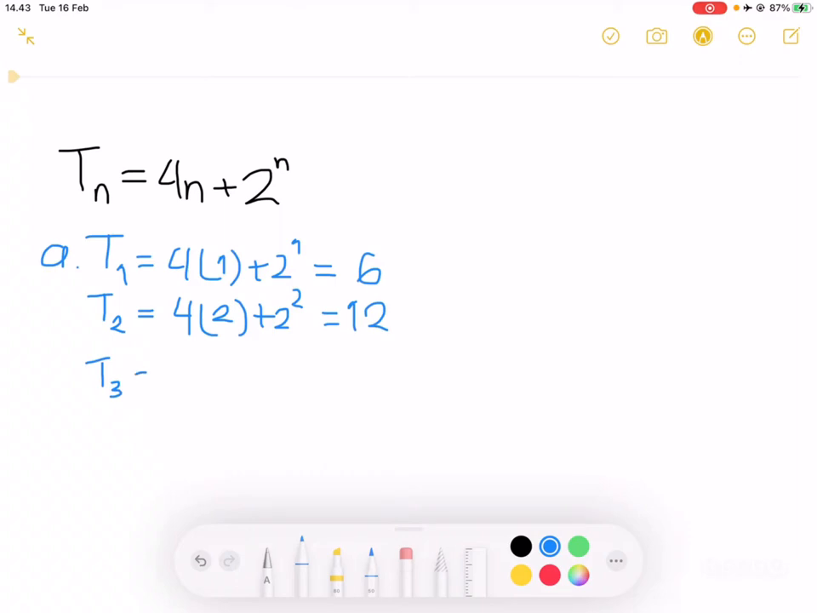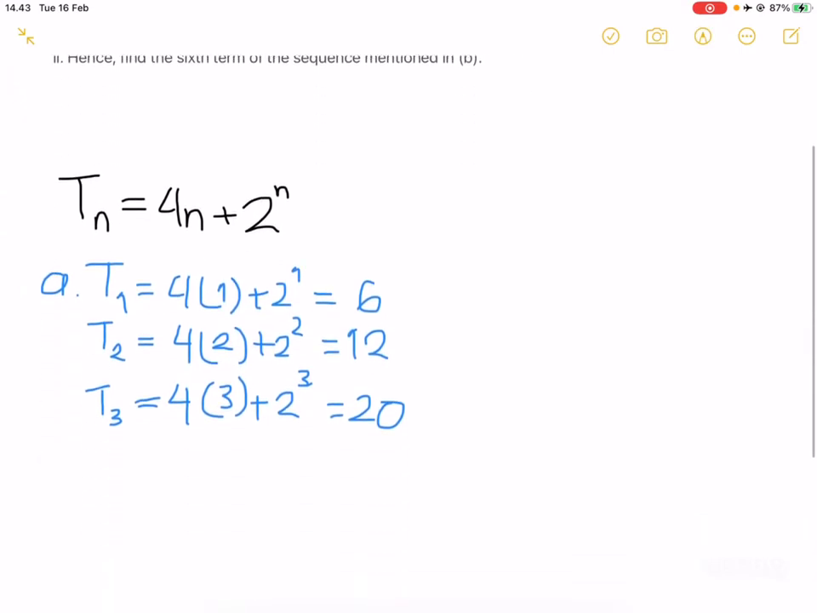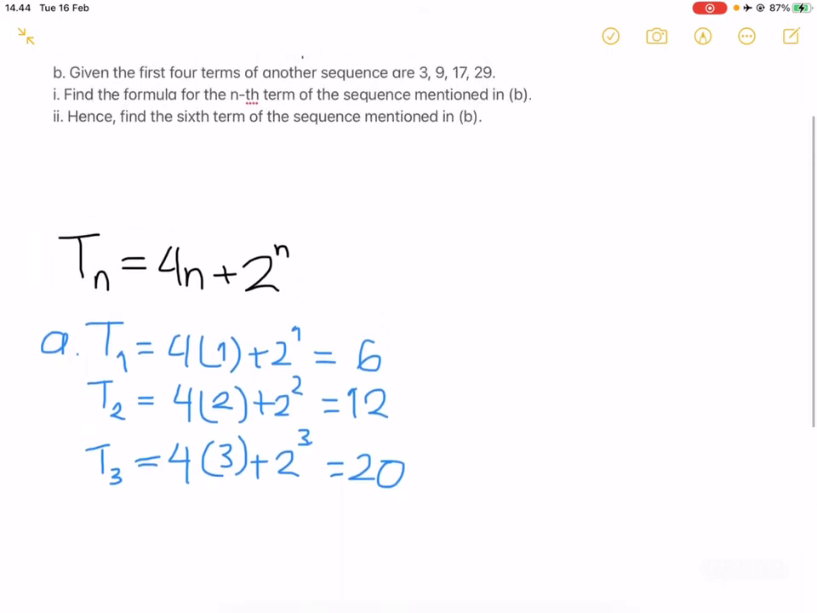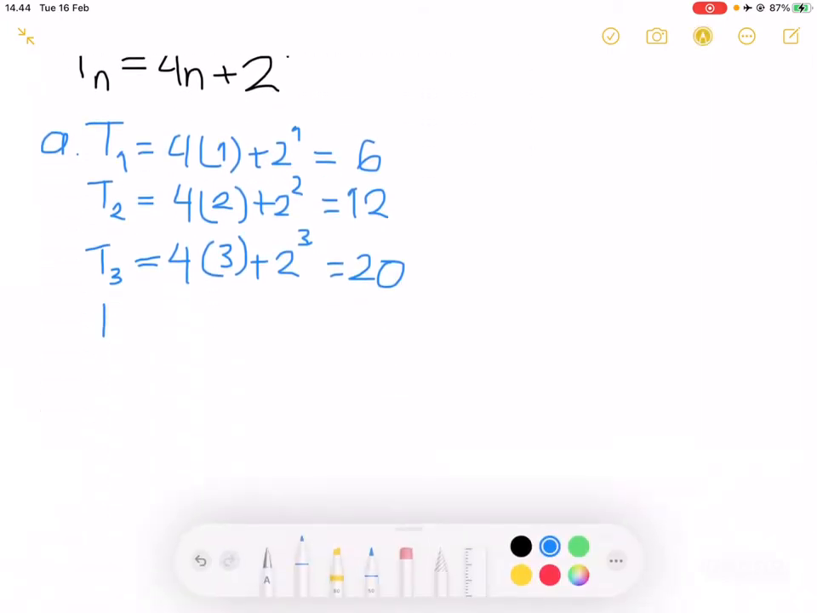For the third term, substituting n equals 3, you'll get 4 times 3 plus 2 to the 3. 4 times 3 is 12, 2 to the 3 is 8, so 12 plus 8 is 20. And for the fourth term, which means substituting n equals 4, we get 4 times 4 plus 2 to the 4. 4 times 4 is 16, 2 to the 4 is also 16, this will be equal to 32.